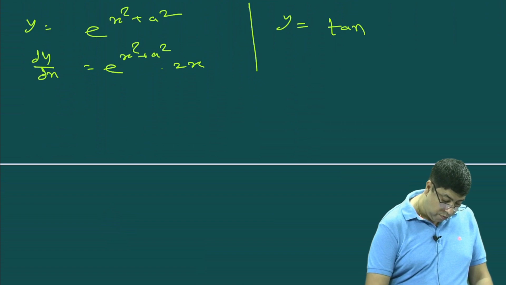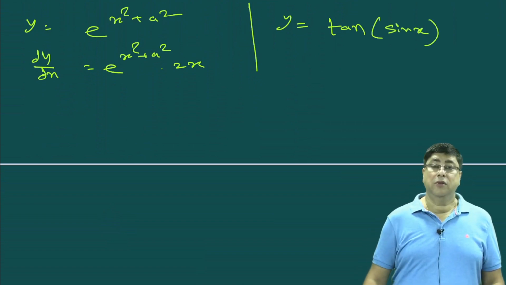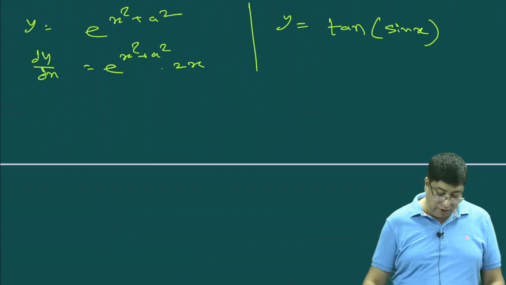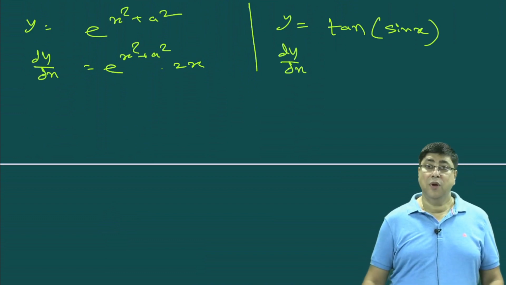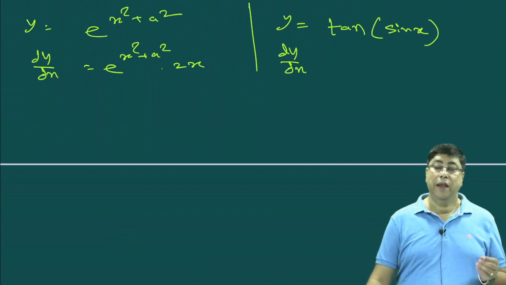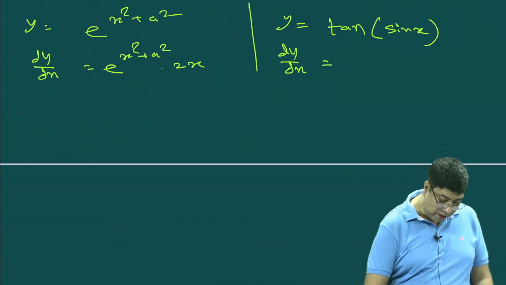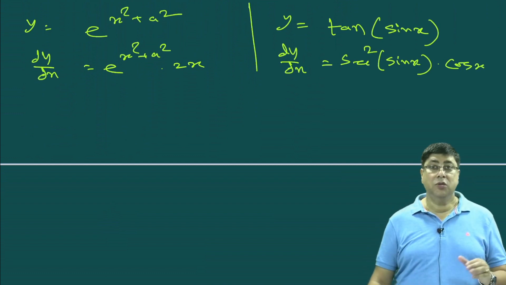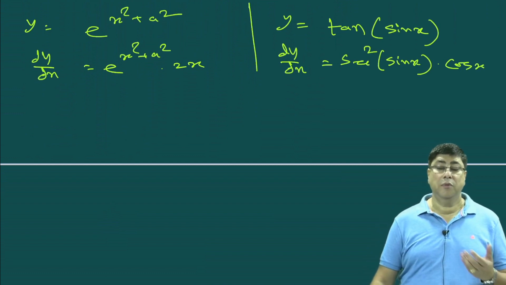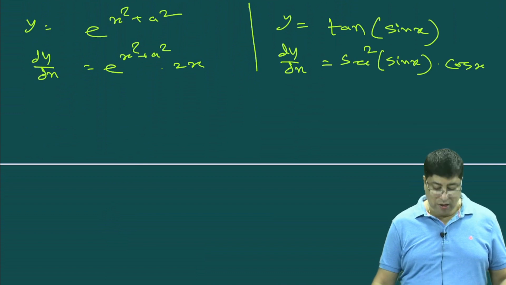For example, y equal to tan of sin x. What to do here? Just d dx. Already we know that sin x we have to take as t. So the derivative of tan t is sec square t into the derivative of sin x. So sec square of sin x into the derivative of sin x, which is cos x. In this way, you have to continuously think like this.